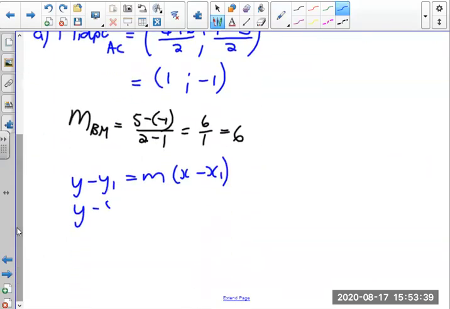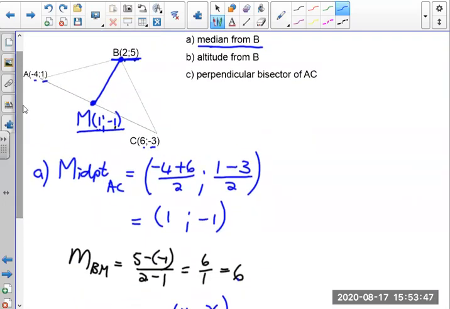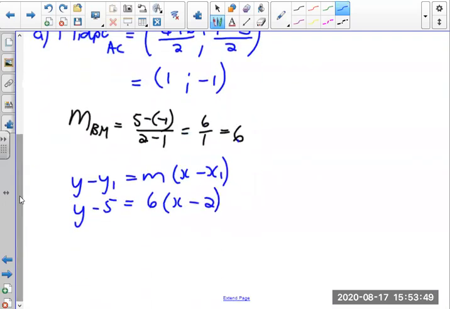So y minus 5 equals gradient is 6, x minus, and the x coordinate of B is 2. So that gives me 6x minus 12. And if I take this minus 5 to the other side, it becomes plus 5. Minus 12 plus 5 is minus 7. And there's the equation of the median.